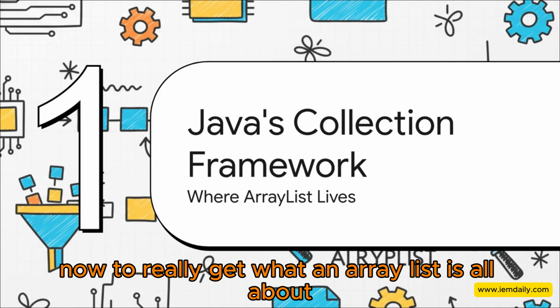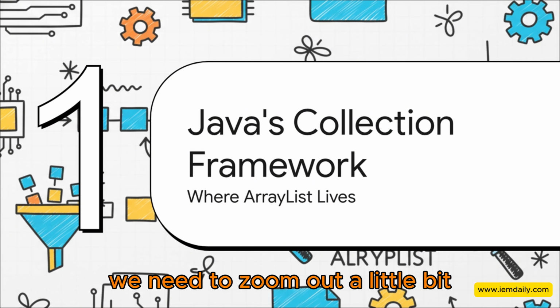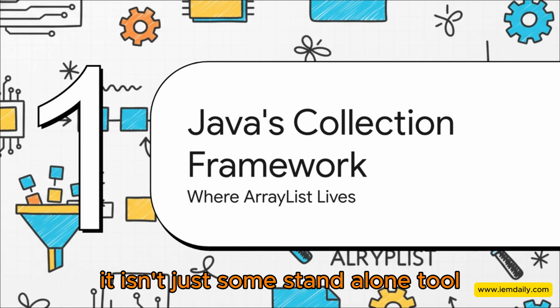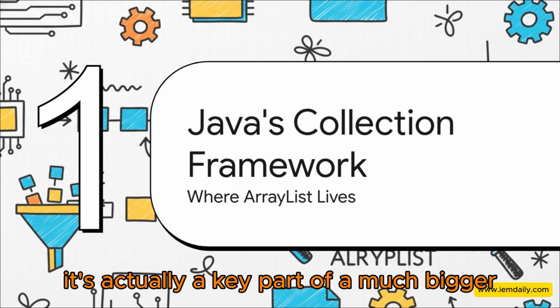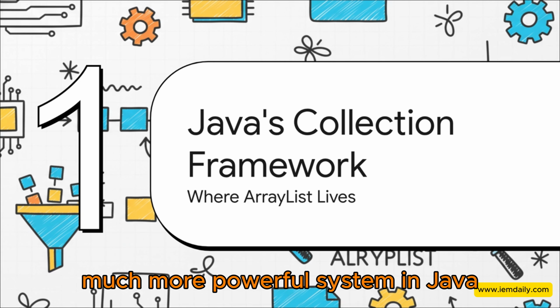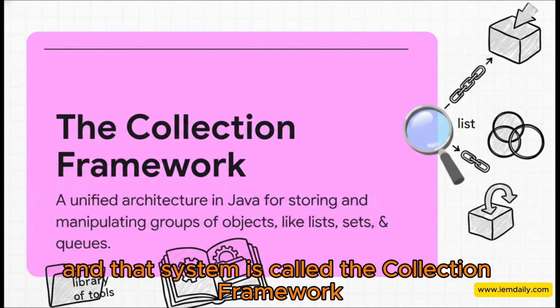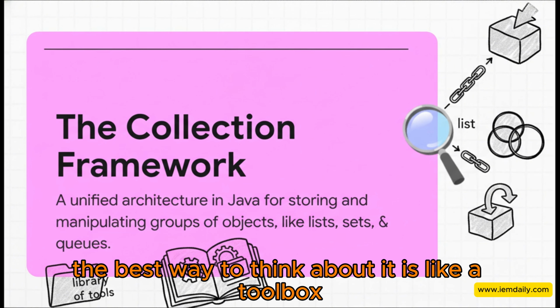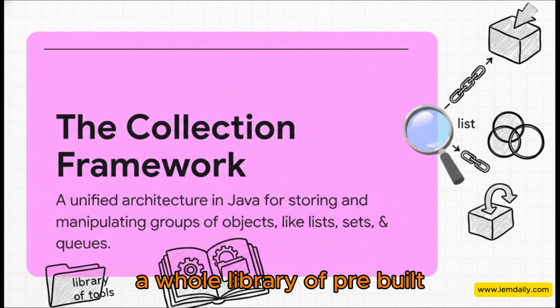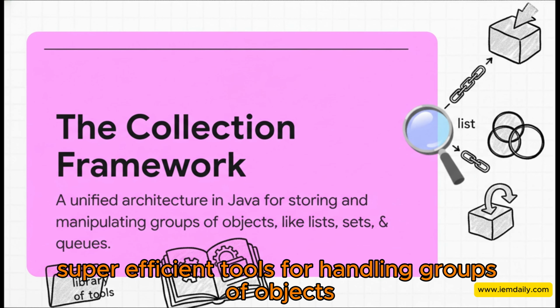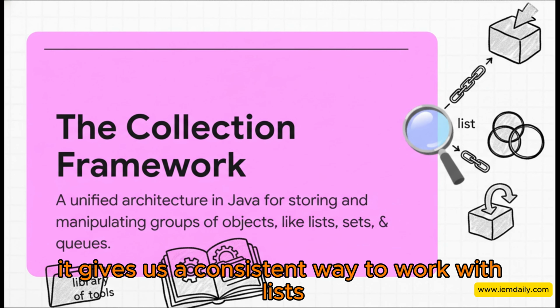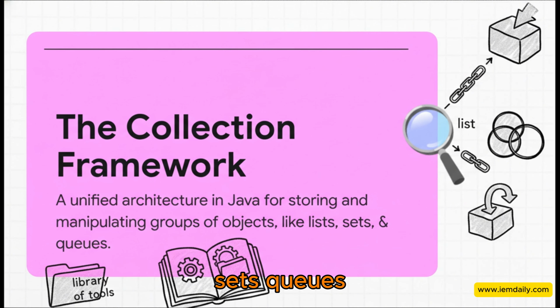Now, to really get what an ArrayList is all about, we need to zoom out a little bit. It isn't just some standalone tool. It's actually a key part of a much bigger, much more powerful system in Java. And that system is called the collection framework. The best way to think about it is like a toolbox, a whole library of pre-built, super efficient tools for handling groups of objects. It gives us a consistent way to work with lists, sets, queues, you name it.